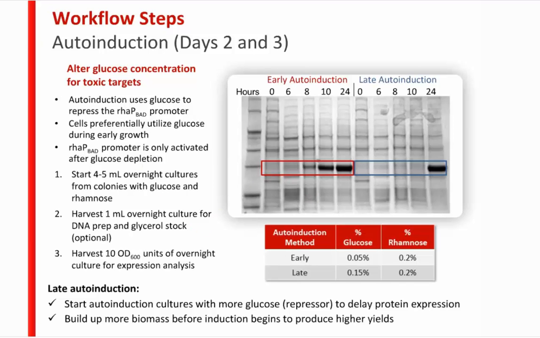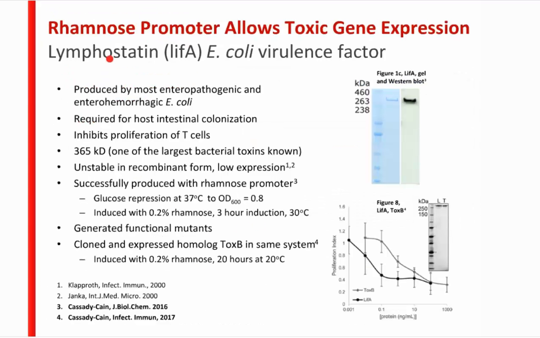So let's look at a literature example where the Rhamnose promoter was used to express a particularly large and difficult protein called lymphostatin A, or LifA. It's an E. coli virulence factor from enteropathogenic E. coli. It's very large, about 365 kilodaltons. It's one of the largest bacterial toxins known.